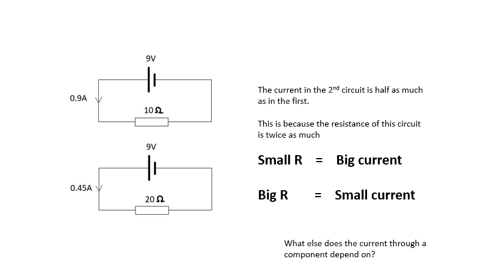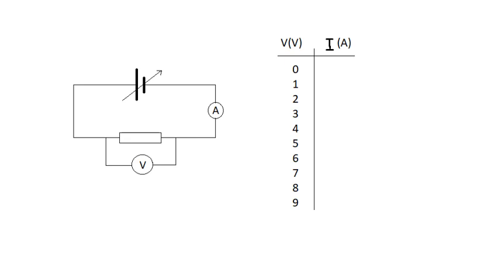Okay, now what else does the current through a component depend on? Well, it depends on the resistance of the component. It's also going to depend on the voltage that we put across it, the potential difference across the component. This is a very important circuit. You should be able to sketch this by yourself. Voltmeters in parallel, ammeters in series.